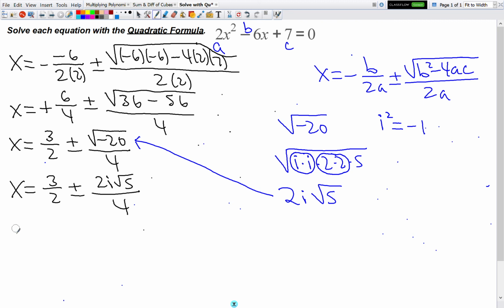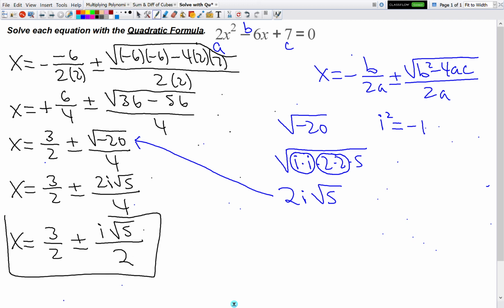Okay, so first fraction stays the same, 3 over 2 plus or minus. And when I divide by the common number of 2, I get i root 5, because the 2 divided by 2, the common factor, becomes a 1. And when I divide the 4 by 2, the common factor, I get a 2. Okay, so there's your final answer.